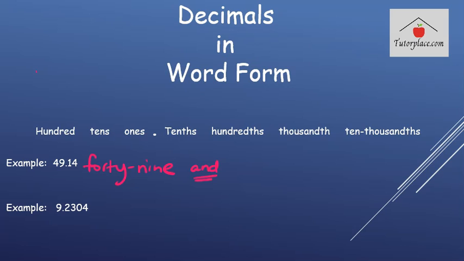And then what do we have after that? We have the number 14. So you write 14. Now what position is that in? The 1 is in the tenths and the 4 is in the hundredths. Because that 4 is in the hundredths position, you write the word hundredths.